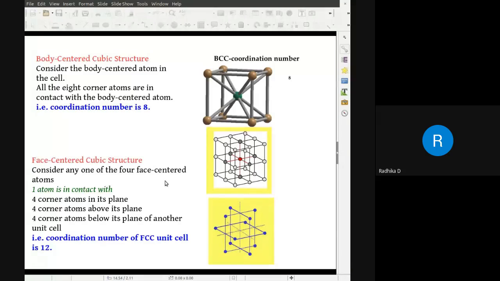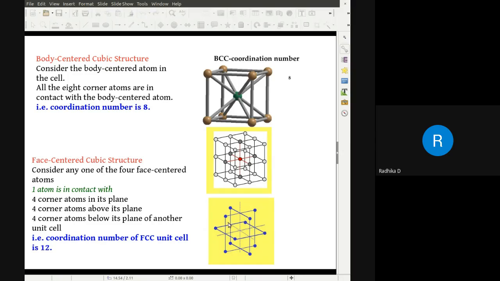Face-centered cubic, it is a bit difficult to understand if I put in terms of the structure. So what I have done here is, I have this entire crystal structure, and I have considered one face-centered atom. If there is a proper FCC crystal structure with me, I could have shown you exactly how it is. Right now, this is the only way for me to show you. So I have considered one which is at the center of the face. This is the face centered atom which I have considered.